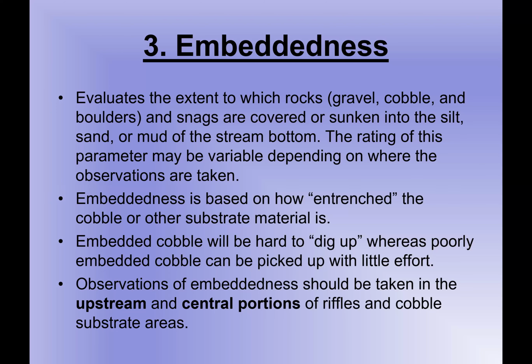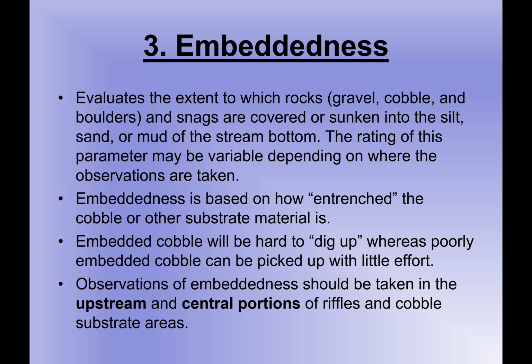Embeddedness. This is probably one of the harder ones to gauge because remember, for this habitat assessment, you're typically not in the stream. You could, but you're typically not in. So you're judging it from the bank. But embeddedness evaluates the extent to which the rocks and snags are covered or sunken into the silt or sand or mud. And you sometimes can't see that staying on the bank. The rating of this parameter may be variable depending on where you're looking.